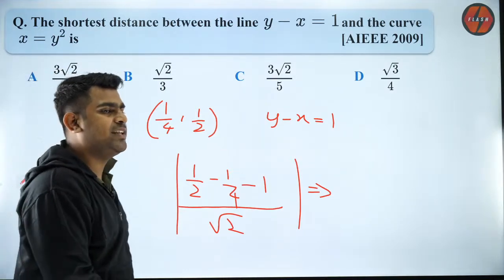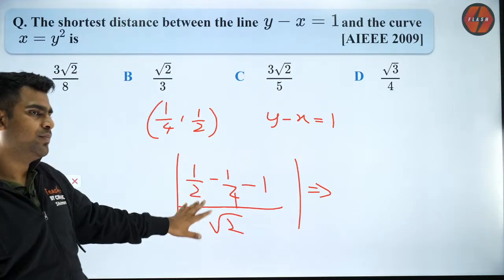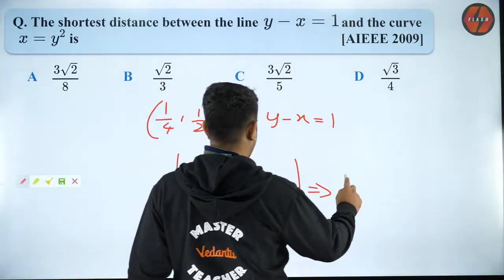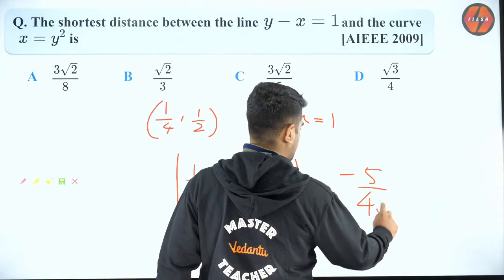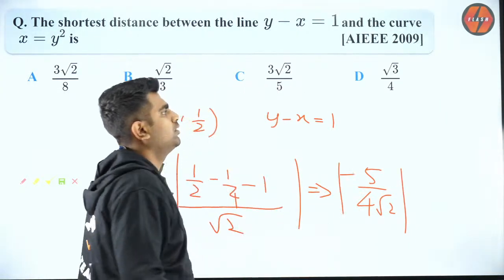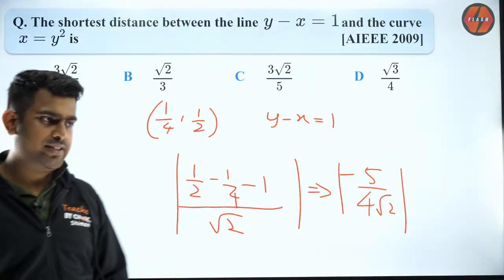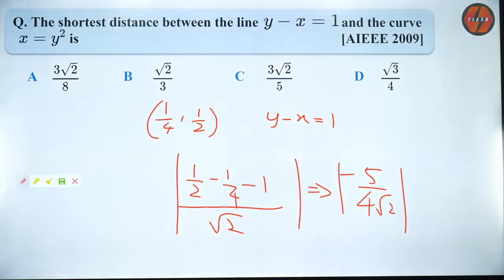So can you guys complete it? What will you get from here? You will get minus 5 by 4 root 2. Is that correct? Are you guys clear with this? Everybody? Can you guys please go through it?